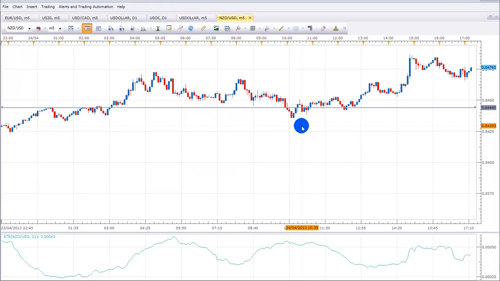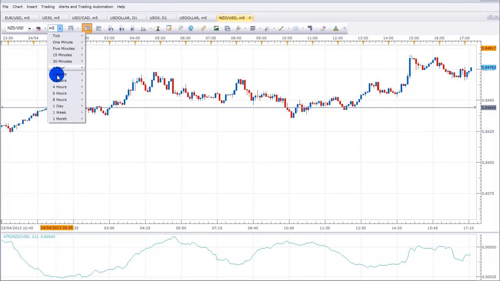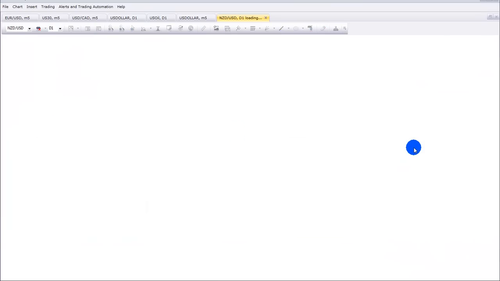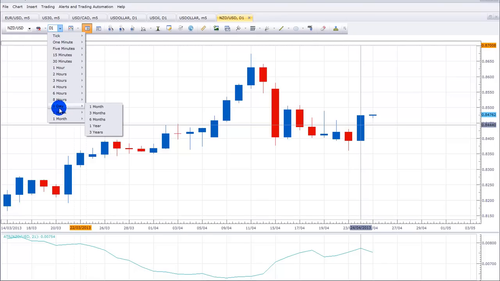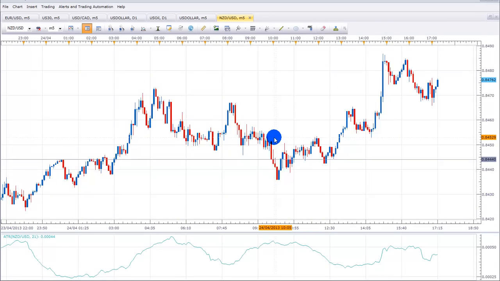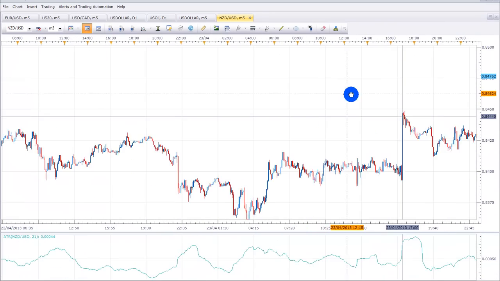Because on a daily chart, I'll change this to a daily chart, 1 day, an average true range of 21 gives me 1 month's average. So now the average which we're looking at yesterday was about 76 pips. You need to bear in mind that 76 is what you want to be looking at, on average, as the movement on New Zealand US dollar. So now, how would you go about trading this?